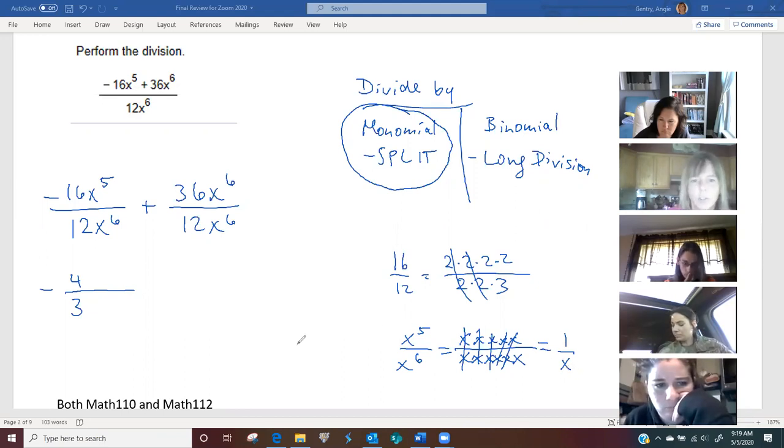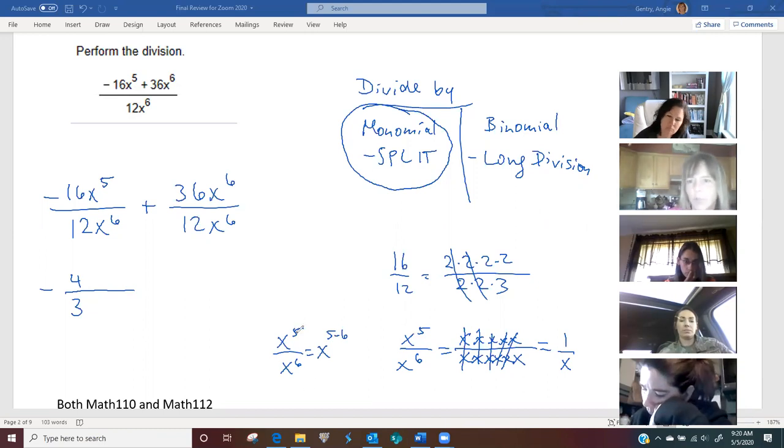The other thing you can do is x to the 5th over x to the 6th is x to the 5 minus 6. This is using that quotient rule that we learned. When you're dividing, you can subtract the exponents, but the upstairs one goes first. Well, that causes an x to the negative 1. And folks, we cannot put a negative exponent in a final answer.